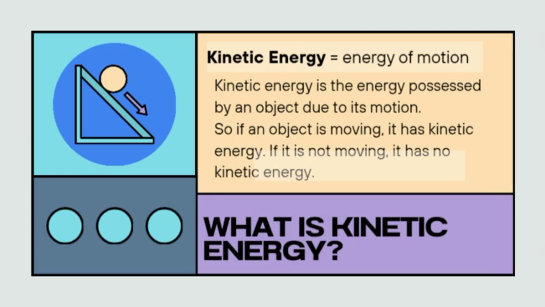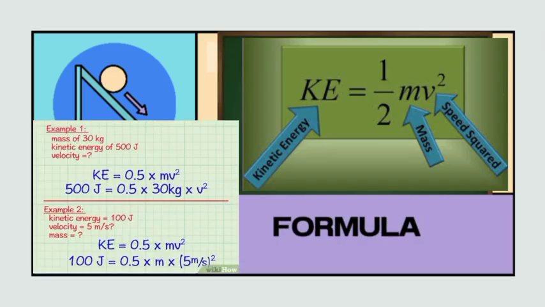So it means that kinetic energy is the energy an object has because it's moving. So if the object is faster, it has greater kinetic energy. If the object is not moving, then it has no kinetic energy.